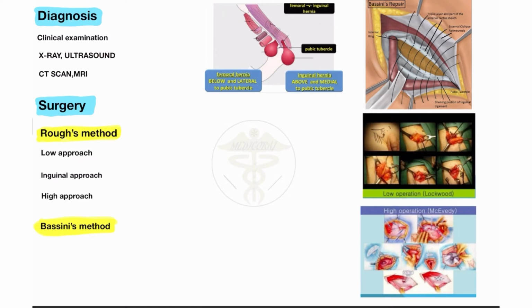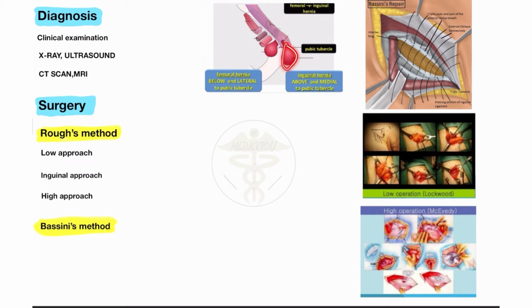First of all, this is the pubic tubercle. This line is called the pubic tubercle. When the hernia occurs above the pubic tubercle, then it is an inguinal hernia. But when the hernia occurs below this pubic tubercle, then it is a femoral hernia. So a femoral hernia is below and lateral to the pubic tubercle.